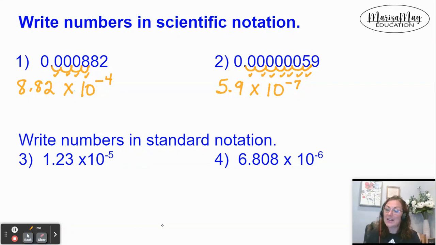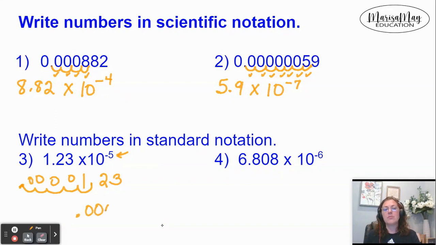Now, as before, we're going to ask you to go the opposite way. So this time you're going to have to move your scoops the other direction, right? So I've got 1.23. I've got a -5 exponent. So that means I need 5 scoops in this direction. You'll notice that I'm going to have 4 scoops that are empty. I need to fill those with zeros. So that's 0.00000123.